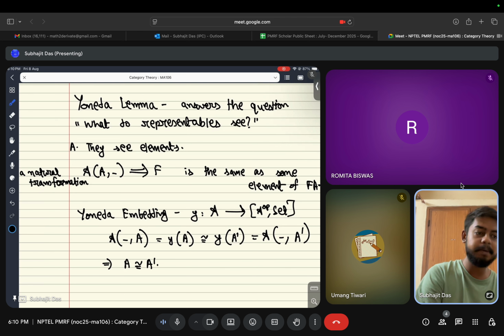If this image, that is, if this natural transformation happens to be an isomorphism, then the original morphism that you started with in script A is also an isomorphism.